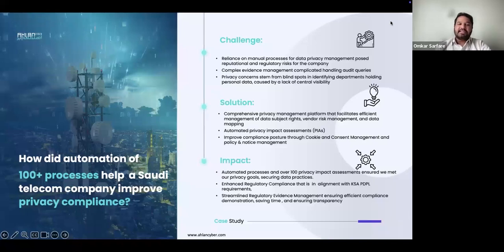To address these issues, we introduced a comprehensive privacy management platform. From data subject request handling to vendor risk assessments, consent management, and privacy impact assessment, these modules of the platform were introduced. This solution provided a centralized framework, allowing the operator to see exactly where personal data was stored and how it was being used. Simultaneously, we also implemented, as I said earlier, the privacy impact assessment module.